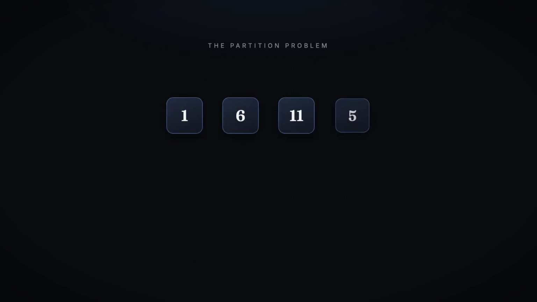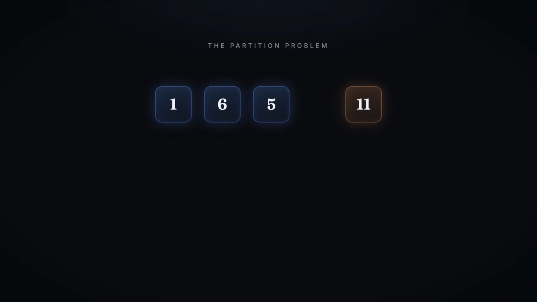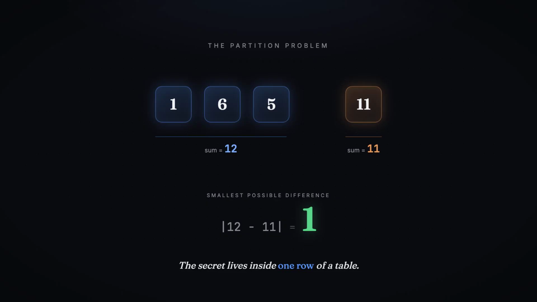Here is a list of numbers. Split them into two groups. Now make the two group totals as close as possible. The smallest gap you can reach, that single number is our entire goal. And the secret to finding it is hiding inside one row of a table.